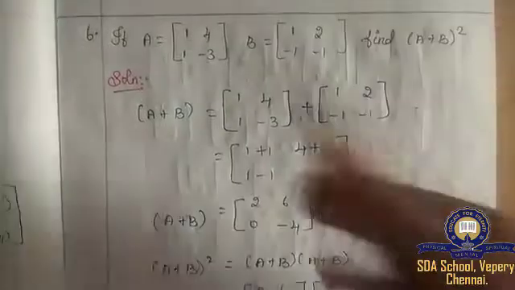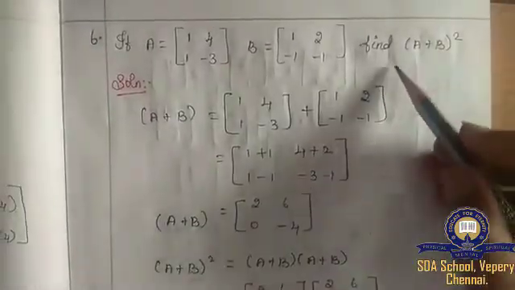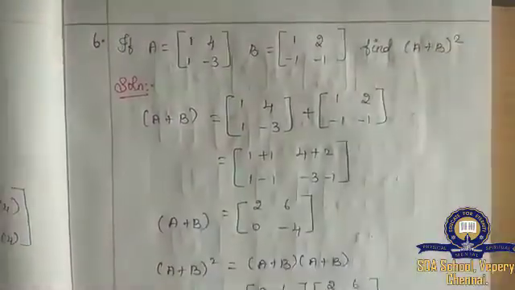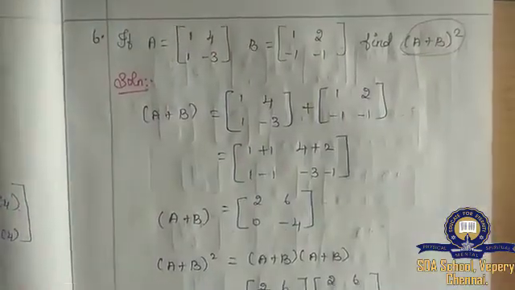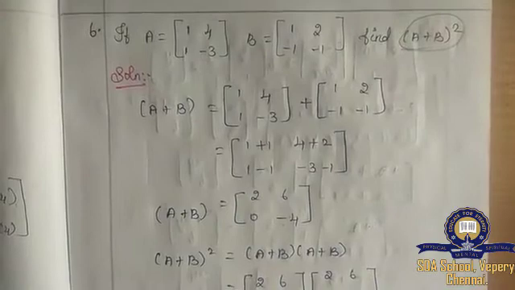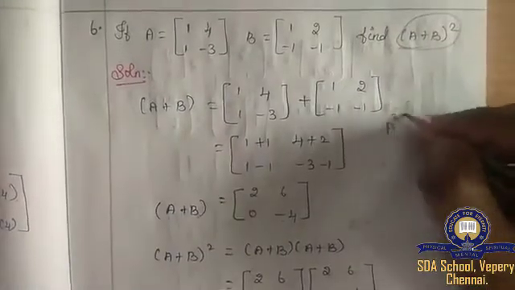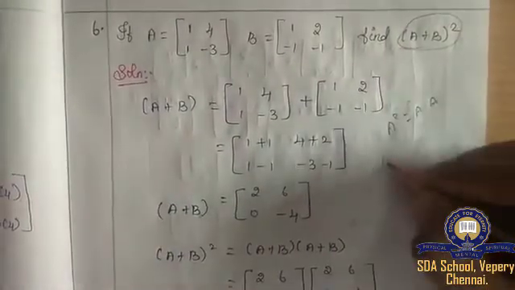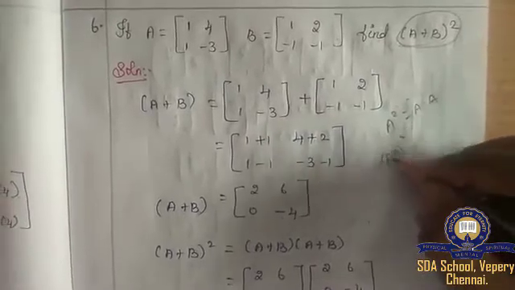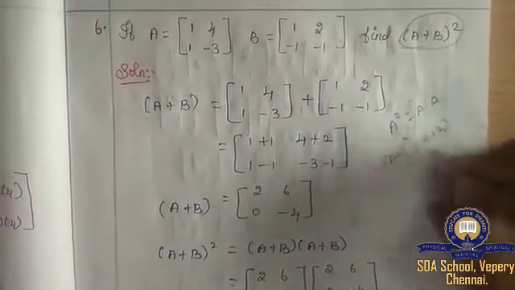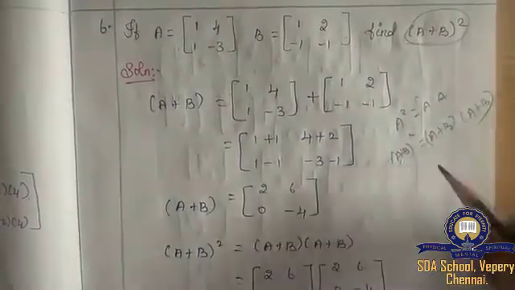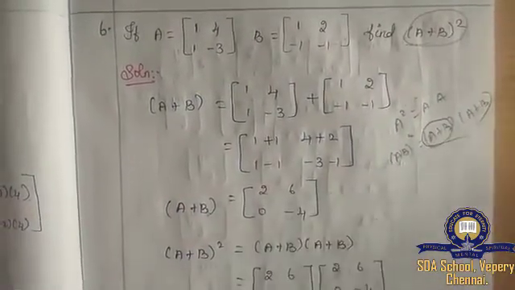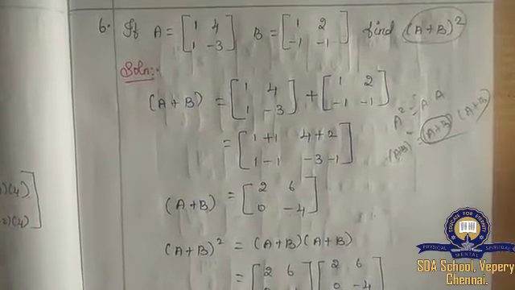Two matrices were given, A and B, right? So what is the question? We have to find A plus B the whole square. How to find A plus B the whole square? As we have solved in the first problem, how to solve A square? A into A, right? So A plus B the whole square is also nothing but A plus B into A plus B. So first, what we have to do here, I want to find A plus B. Am I right?